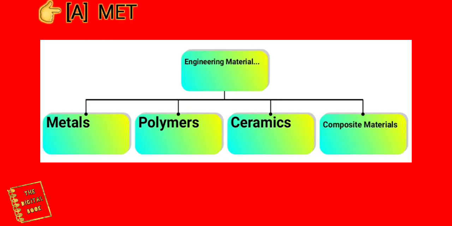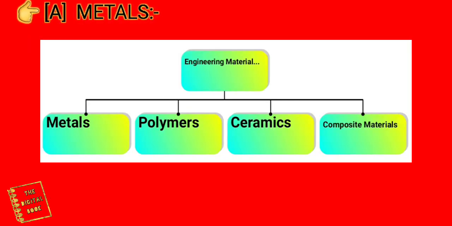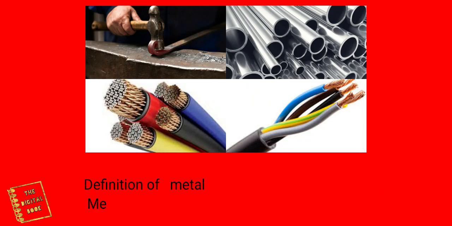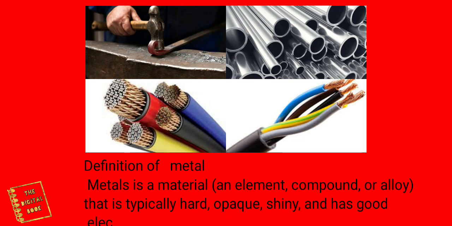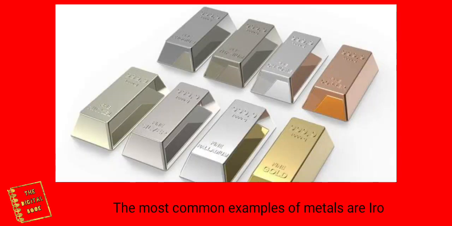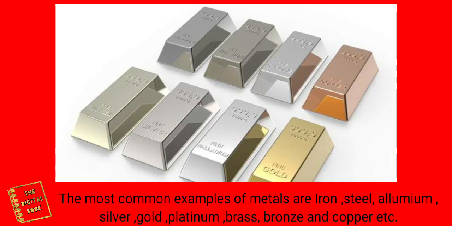Let's discuss thoroughly our first engineering material, metals. Definition of metal. Metal is a material, an element, compound, or alloy, that is typically hard, opaque, shiny, and has good electrical and thermal conductivity. The most common examples of metals are iron, steel, aluminum, silver, gold, platinum, brass, bronze and copper, etc.